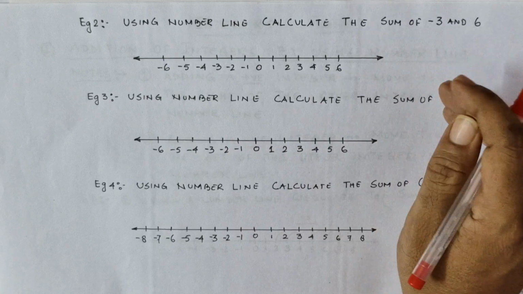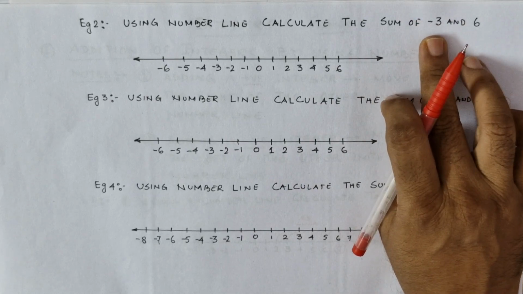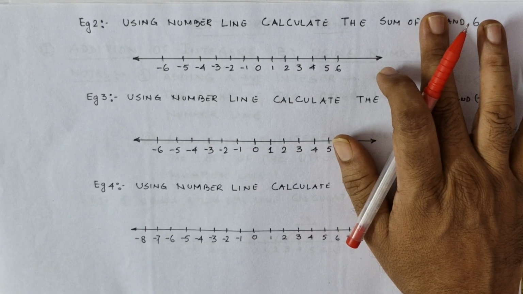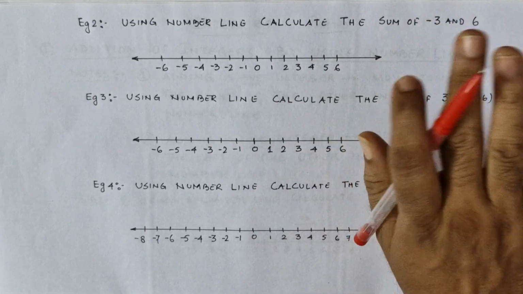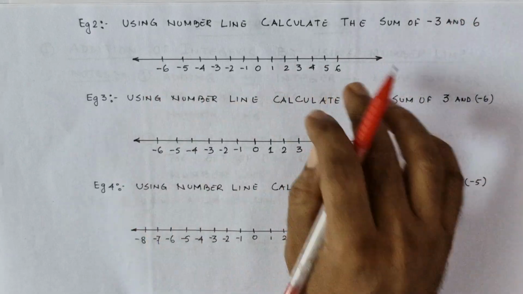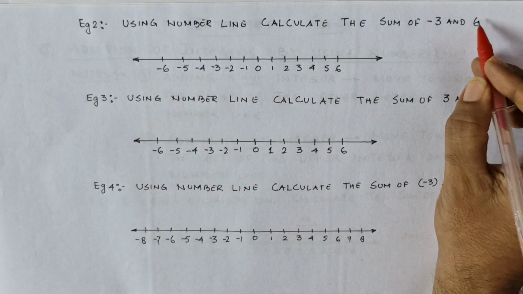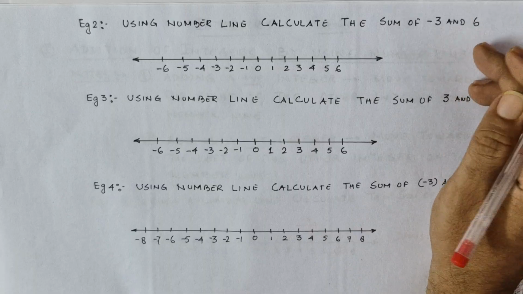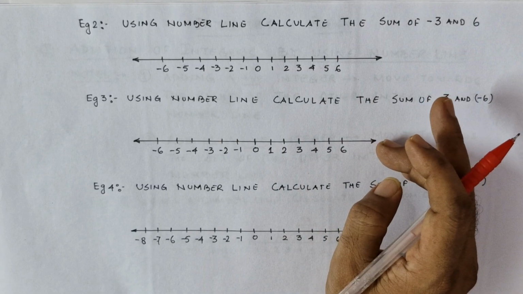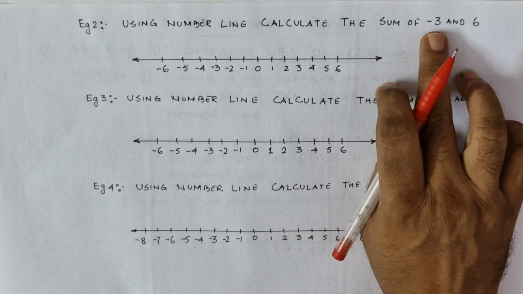Got it? So again, with respect to minus 3, we'll be adding 6. So whatever there is on the left hand side of the addition, try to find out the location of this on the number line. Then try to see whether it's an addition of positive or a negative integer. So it's an addition of a positive integer. So positive integer means you have to move towards the right of the other integer.